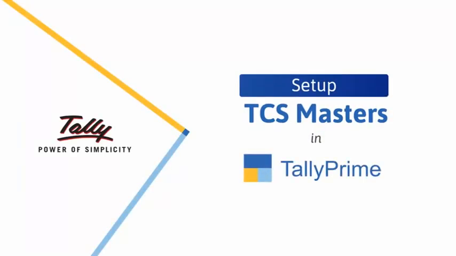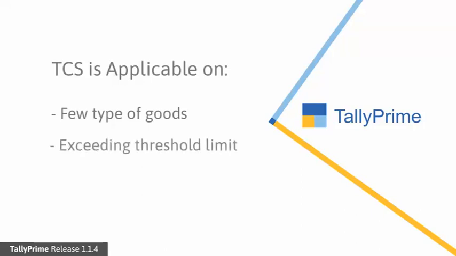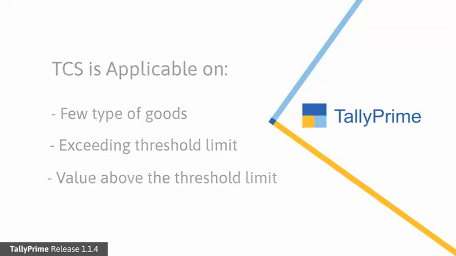In this video, we will look at the steps to create different masters with TCS details. For a few nature of goods, TCS is applicable from Rupee 1, and for certain nature of goods only on exceeding a threshold or exemption limit. For example, in the sale of any goods provision, TCS is applicable only on exceeding a threshold limit, and tax is to be applied only on the value above this limit.